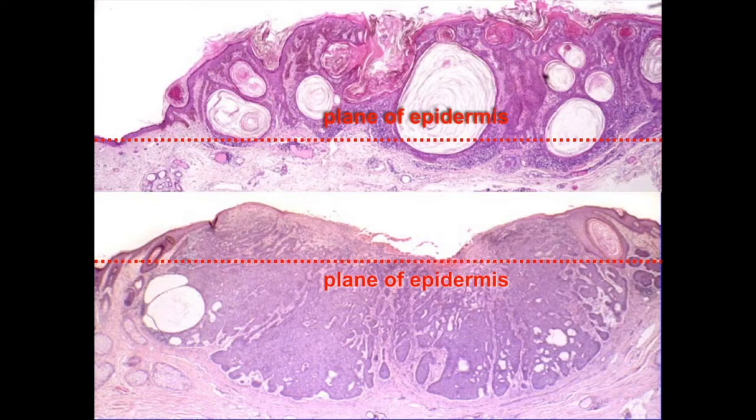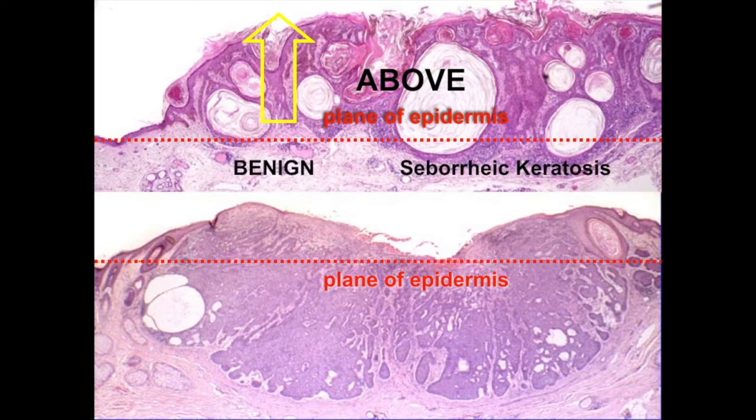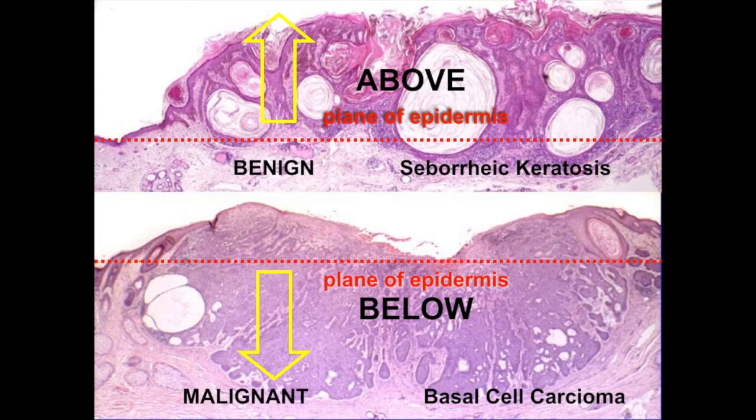Benign lesions are situated anterior to the plane of the epidermis because they don't have the ability to invade. In contrast, malignancies are located deep to the plane of the epidermis, reflecting their ability to invade. The benign lesion above is a seborrheic keratosis. The ulcerated basophilic lesion below is a malignant basal cell carcinoma.